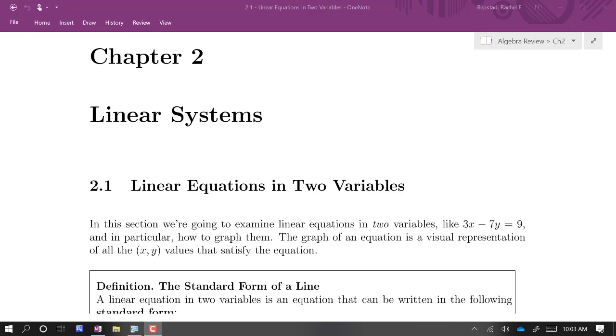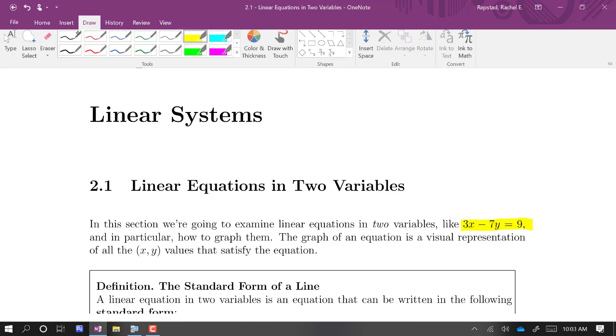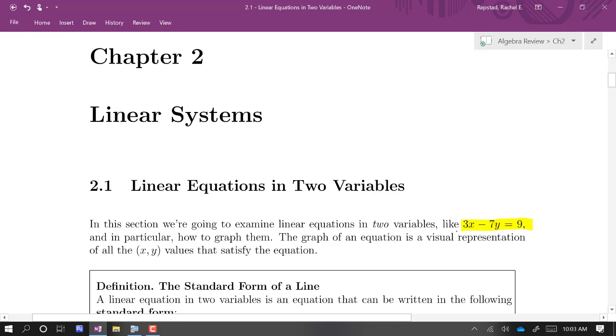They appear, for example, in this equation, 3x minus 7y equals 9. We just have a variable with a coefficient, and a variable with a coefficient. They're not multiplied together. We're not dividing by x or squaring y or anything like that. So we're going to focus on these types of equations and how to graph them.